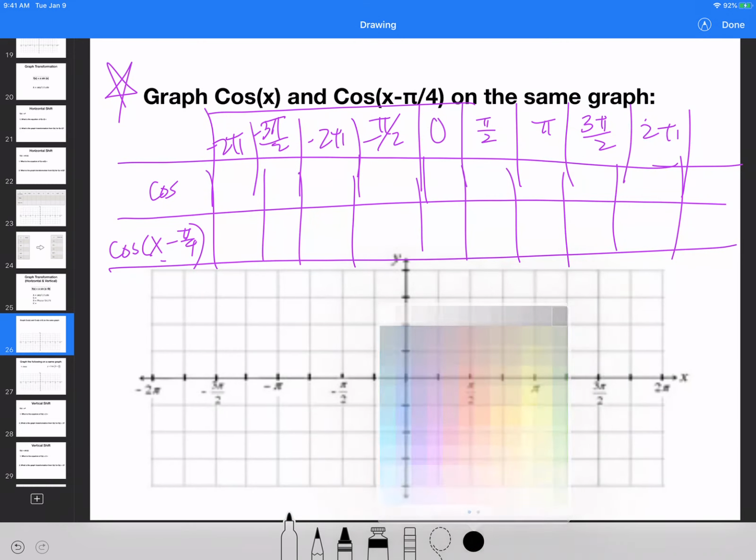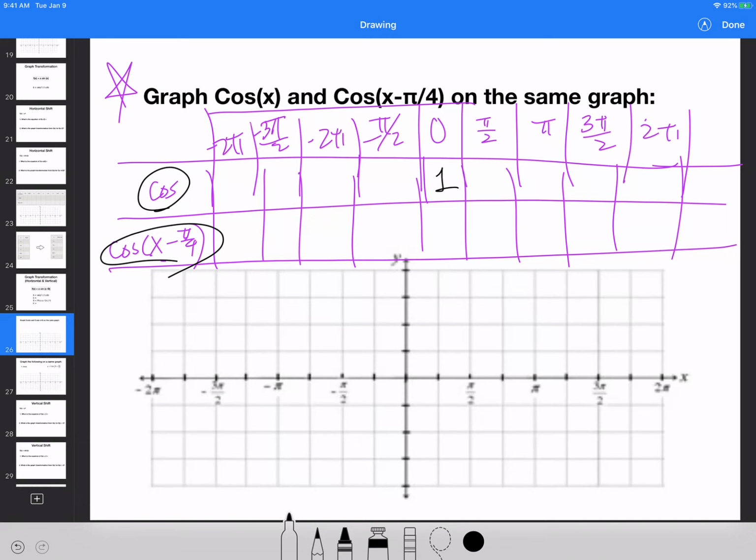Okay. So pause the video, draw the original cosine of x, which you should all know starts from 0, 1, and then just draw it out, and then try to draw out a shift of pi over 4 to the right. Please understand it's moving it to the right. Play it again once you're ready.